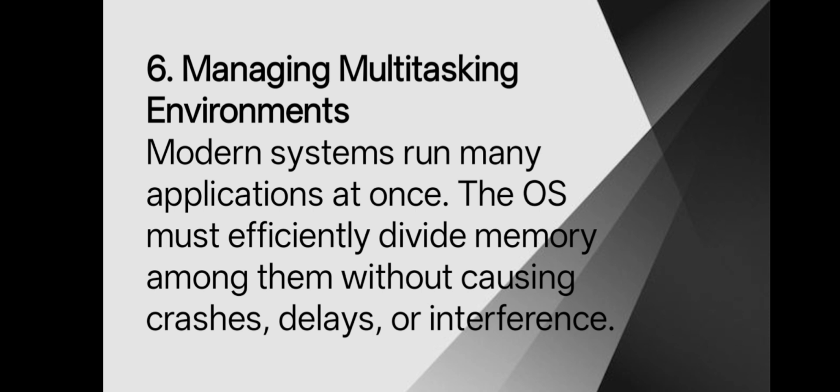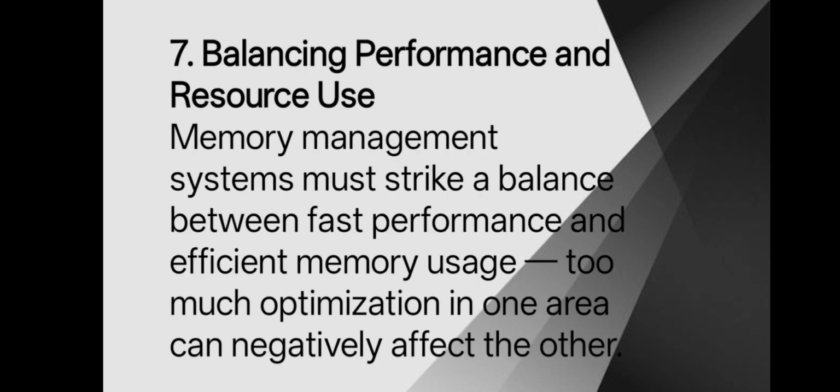Managing multitasking environments. Modern systems run many applications at once. The OS must efficiently divide memory among them without causing crashes, delays, or interference. As for the last, balancing performance and resource use. A memory management system must strike a balance between fast performance and efficient memory usage. Too much optimization in one area can negatively affect the others.